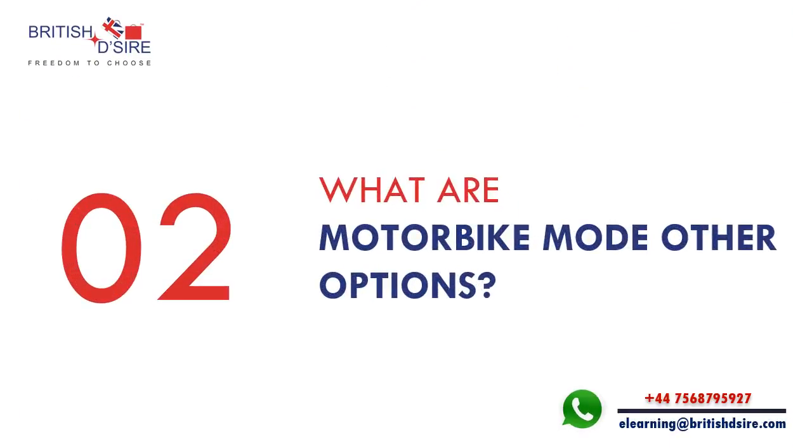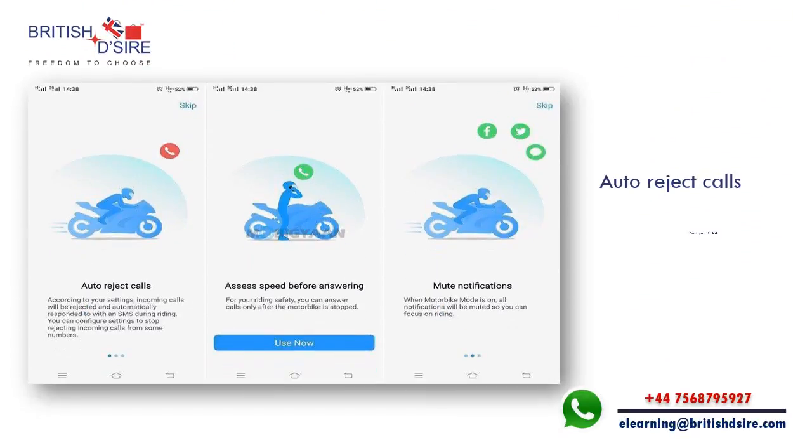Point 2. What are Motorbike Mode other options? Once you tap on Motorbike Mode, it will show you other options inside, like Auto Reject Calls, Auto Response with SMS.